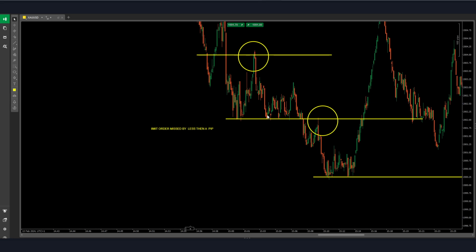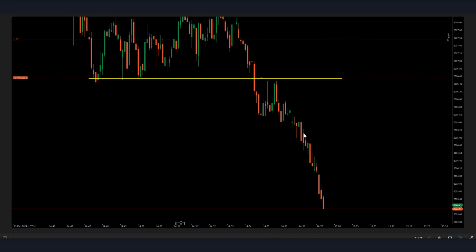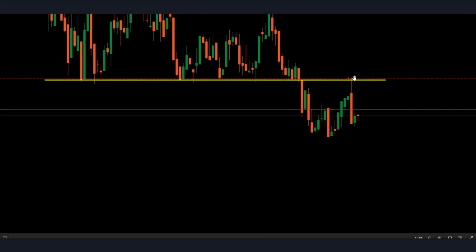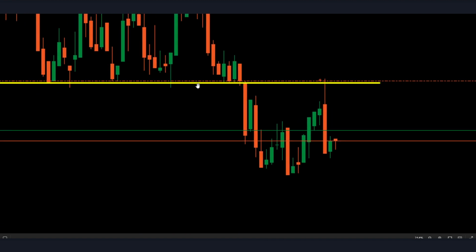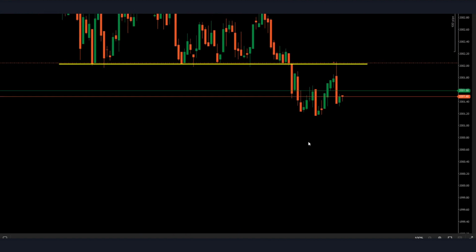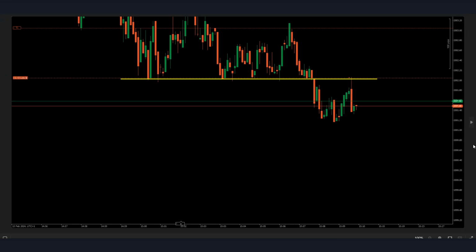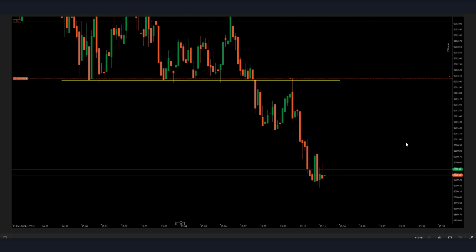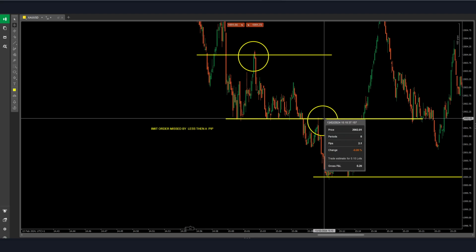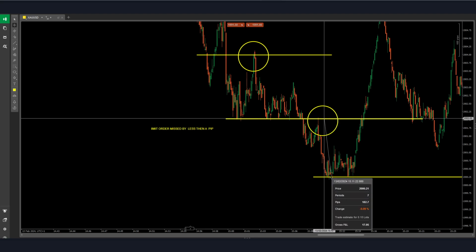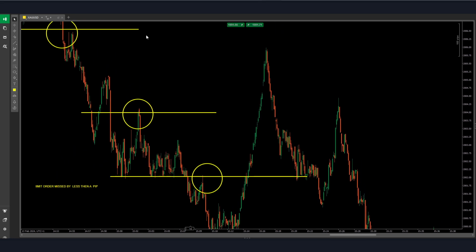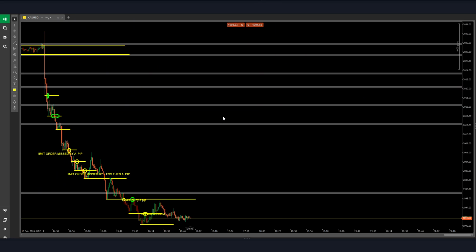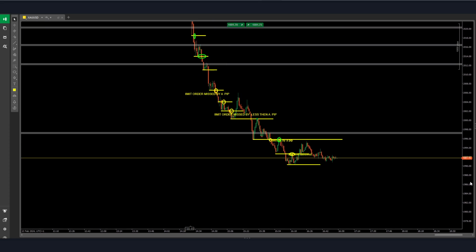Second limit order missed by less than a pip. You can see, it touched, but it didn't get activated. And yeah, it will go into profits. Bam, just into profits. This entry would have been possibly a break even or maybe a loss. After that, we see a strong push up for a sort of pullback.